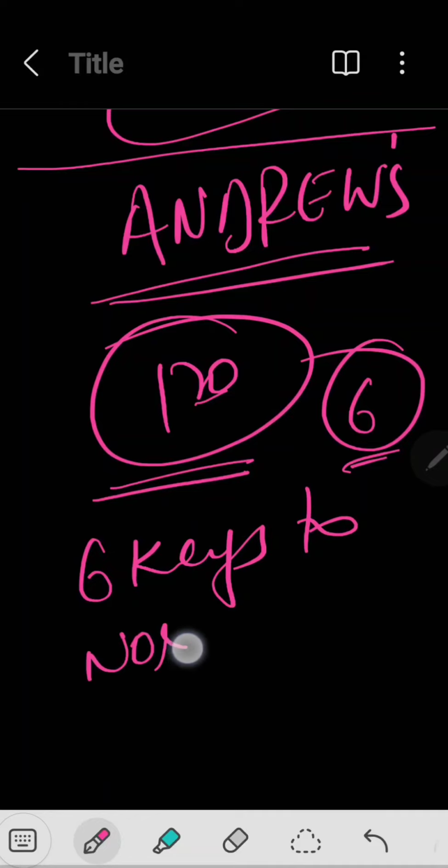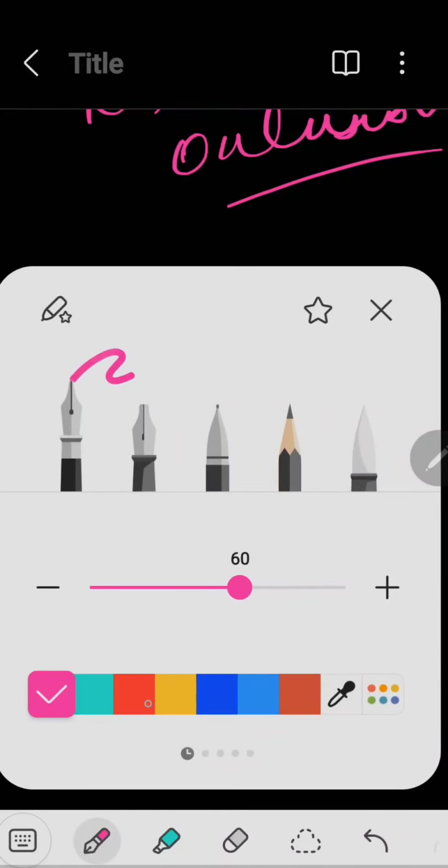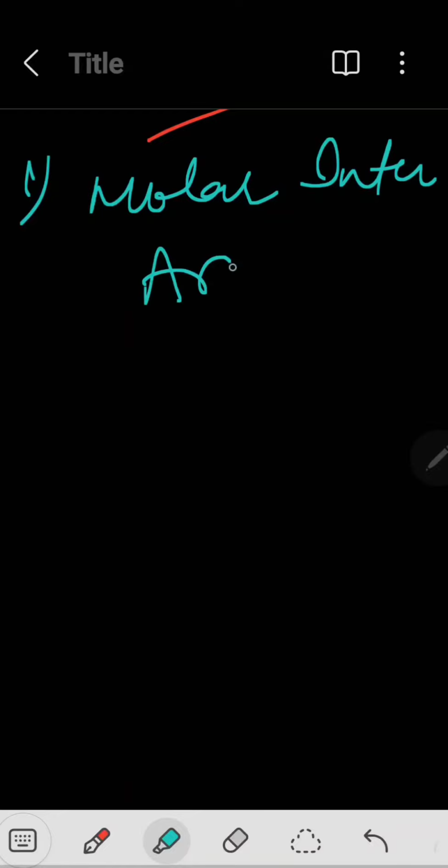6 keys to normal occlusion. Since we are following him, we call them the Andrews 6 keys to normal occlusion. We shall be discussing those one by one. So let's get started. Number 1 is molar interarch relationship.